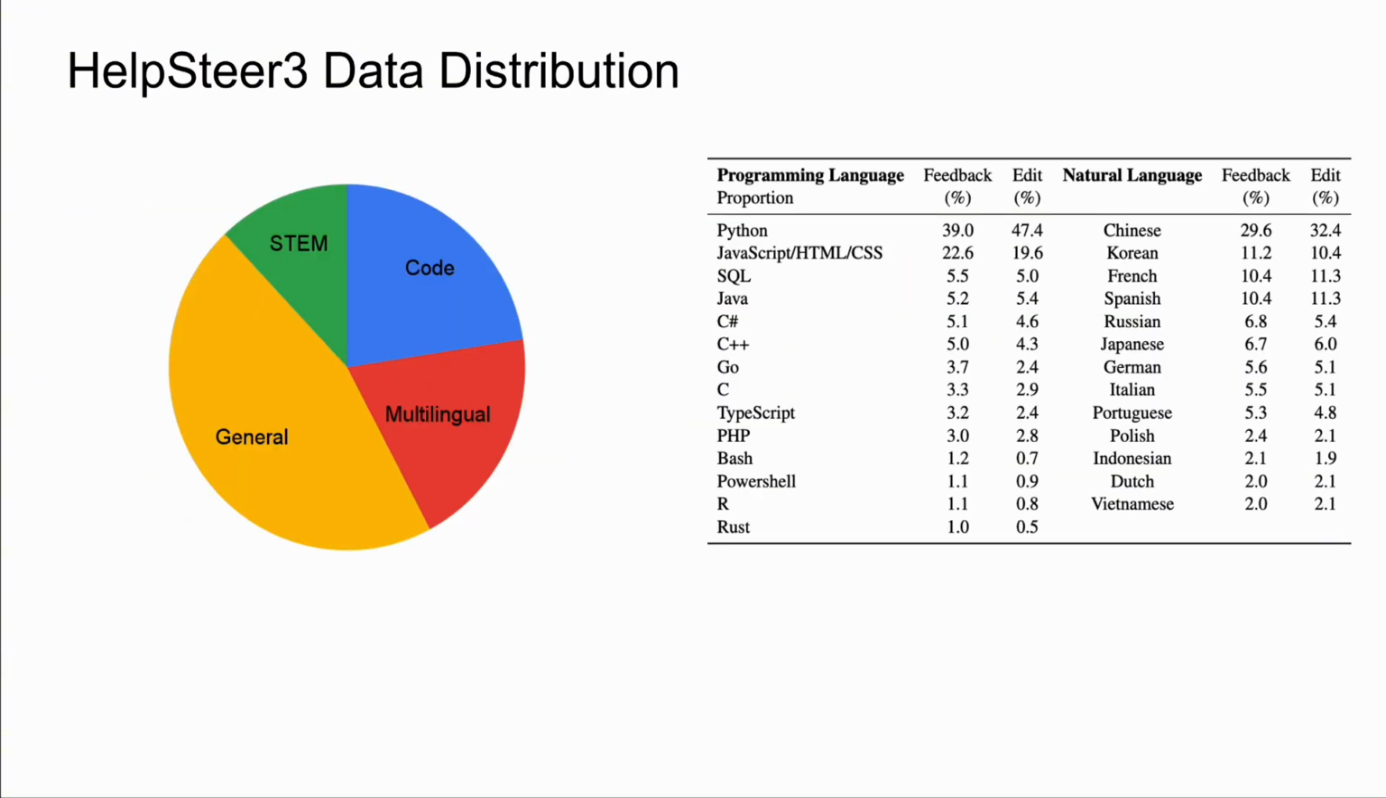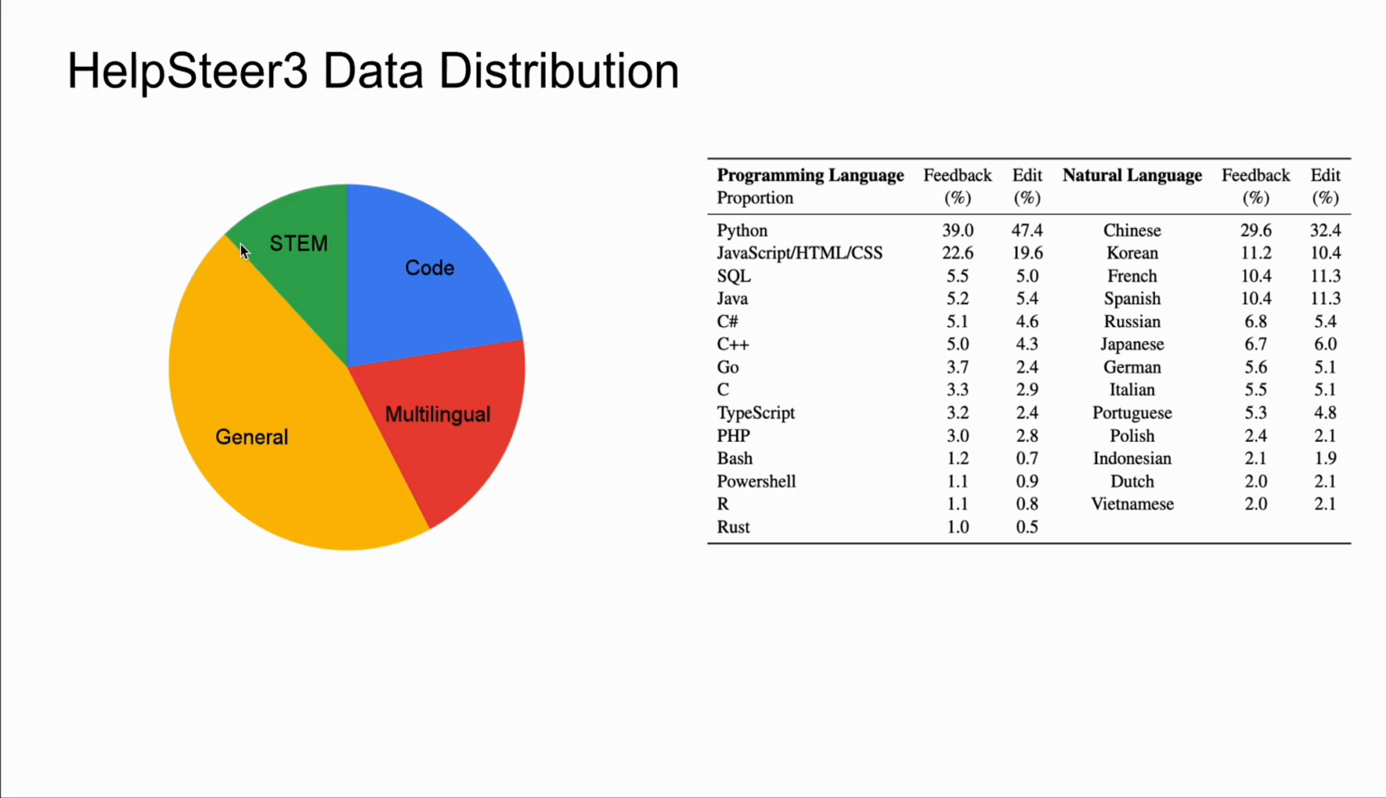Okay, so now onto the distribution of the data. Prior to HelpSteer2, we always focused on this general part of the pie. General chat domains, so no specialization. But this time around for HelpSteer3, we actually decided to get 3 separate groups of specialist annotators. This refers to STEM, code, and multilingual annotator crowds.